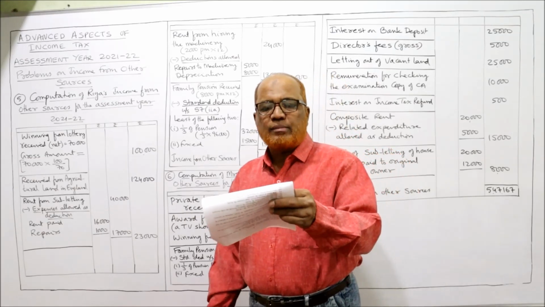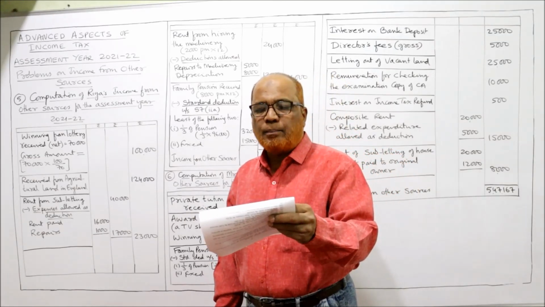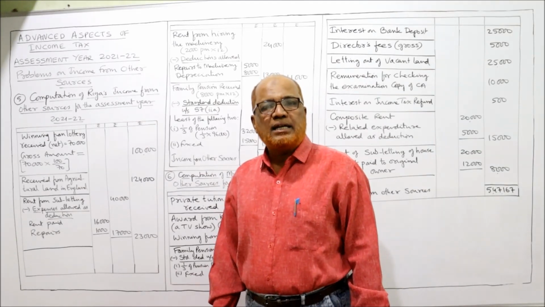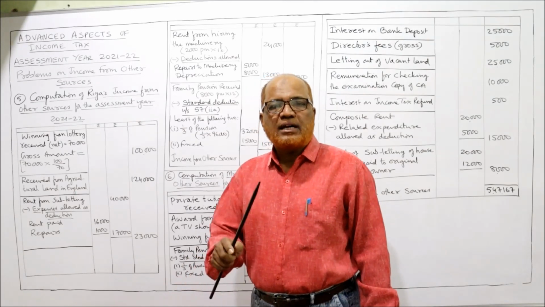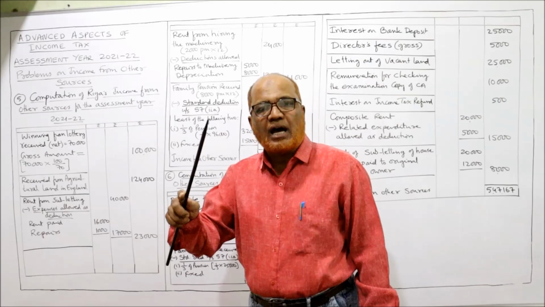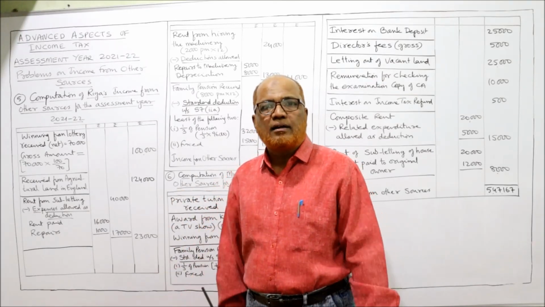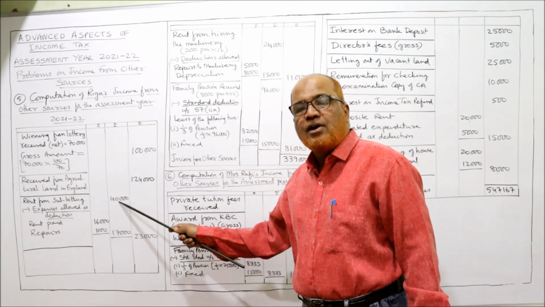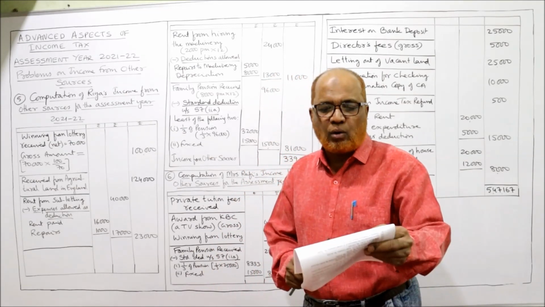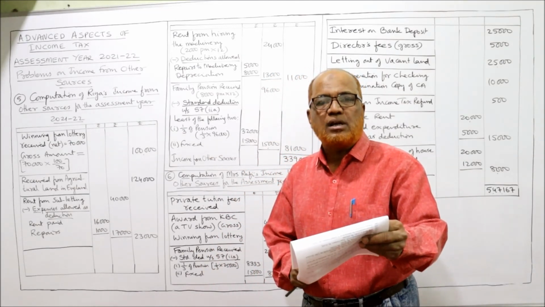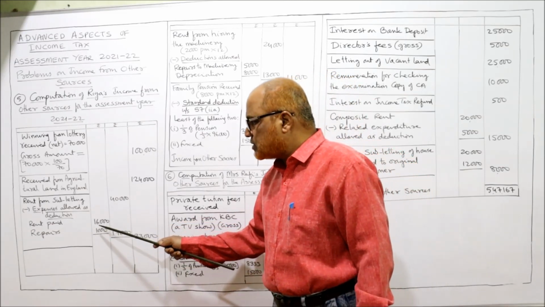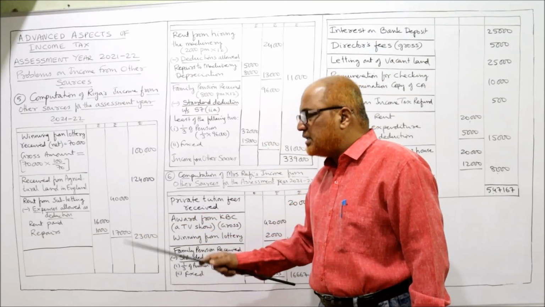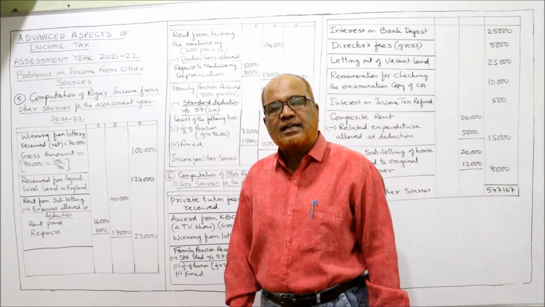Next one, rent from sublet of house 40,000, rent paid 16,000 and repair 1,000. So rent from subletting is income from other sources. From that, any expenditure incurred on that house which is sublet, that will be deducted. So here subletting rent received is 40,000. Rent from subletting the house 40,000. From this we deduct. The deductions allowed are rent paid 16,000 and repair 1,000. So 16,000 and 1,000, 17,000 deducted. 40,000 minus 17,000, 23,000 is the rent from subletting taxable.